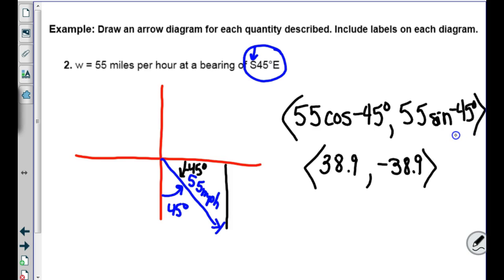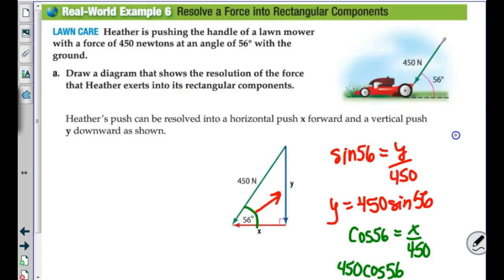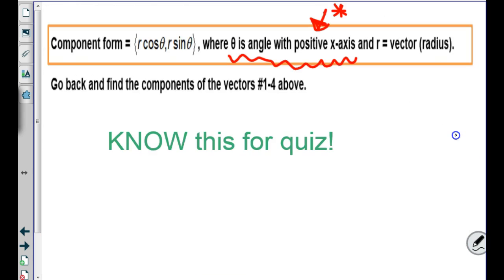All right. So again, let me go back to this slide. You have this on your notes, I'm pretty sure at some point. But it says where theta is the angle with the positive x-axis, okay? The only time this works, our cosine theta and our sine theta, is if you have it with a positive x-axis.